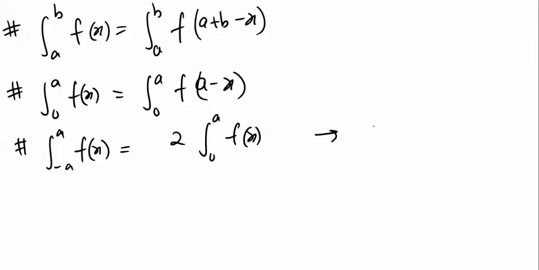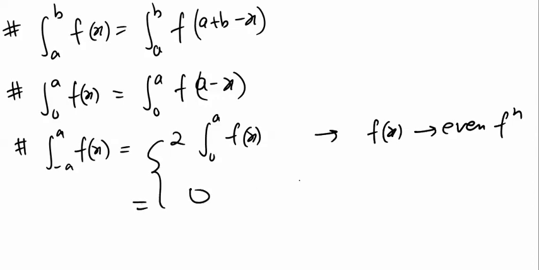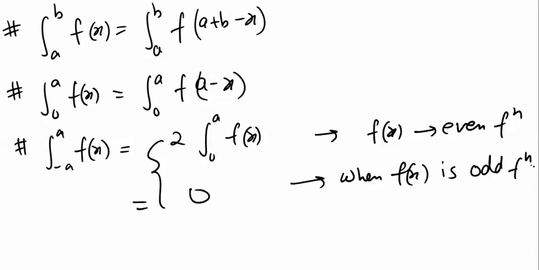Then if I have the integral from minus a to a of f x, this becomes 2 times the integral from 0 to a of f x when f x is an even function, and this becomes 0 when f x is an odd function, right? What is an even function? Even functions are when f of minus x is equal to f x, right? Clear?